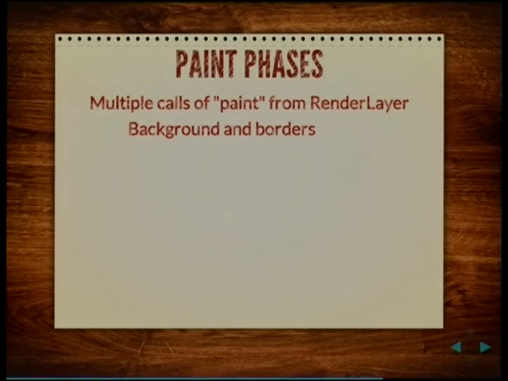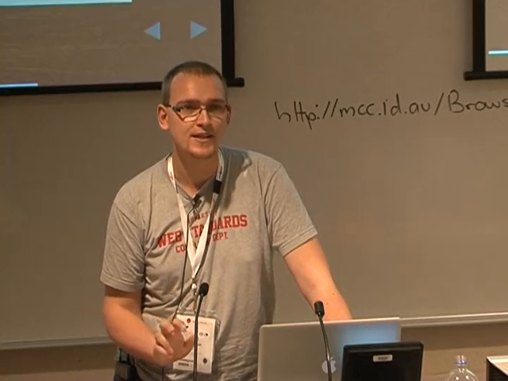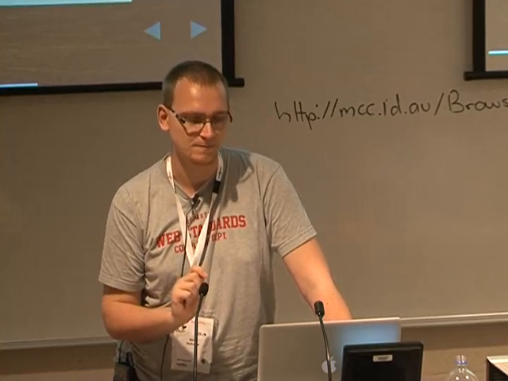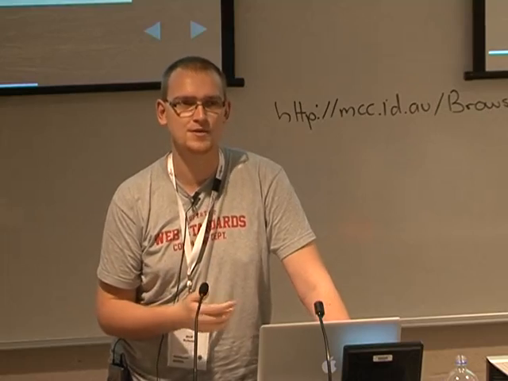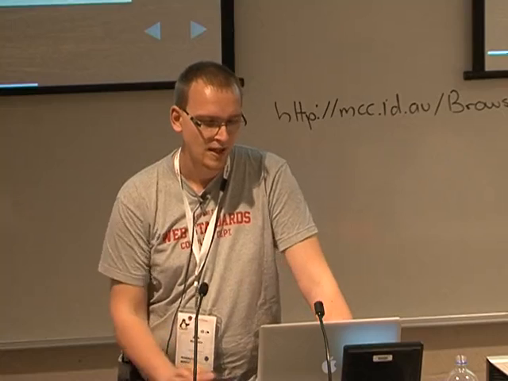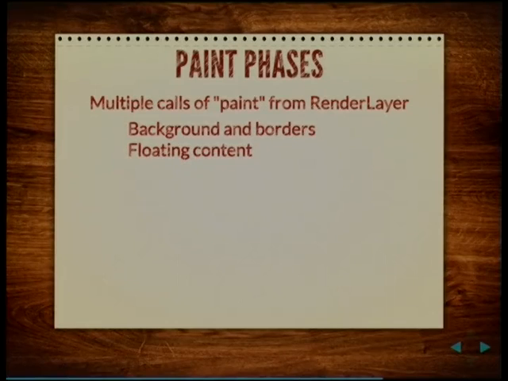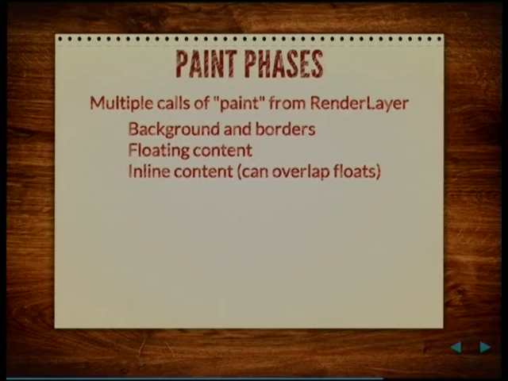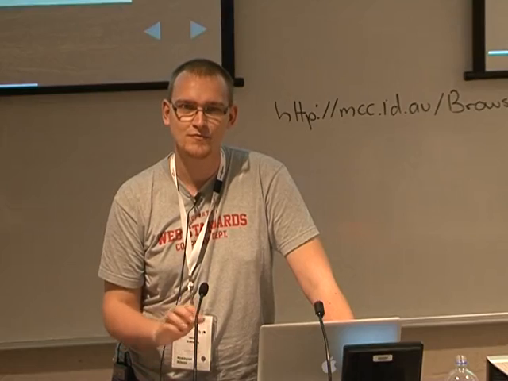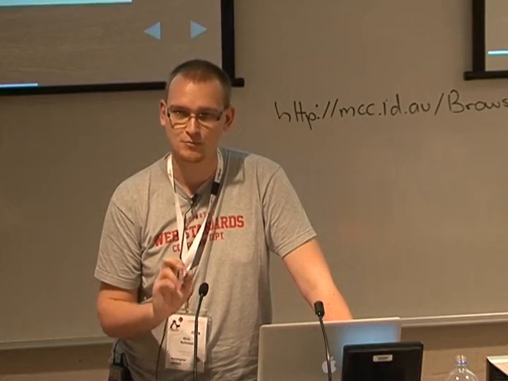And we do it actually in different paint phases. So each render layer calls different paint phases, and each paint phase calls a paint function. So first we draw the background and the borders. That's the paint phase. Then we have the floating content, a paragraph for instance. And then we have inline content that might overflow the floating content. And all these three paint phases require that you call the paint function multiple times.